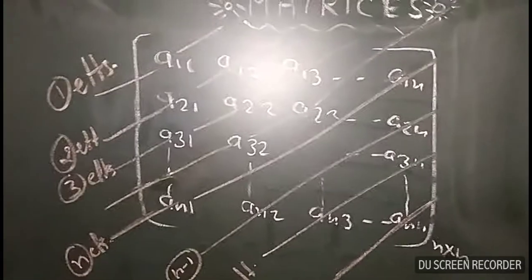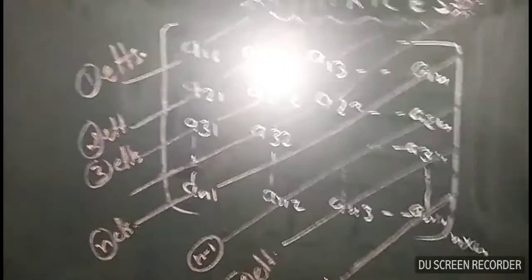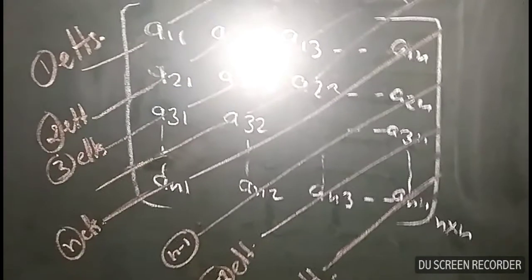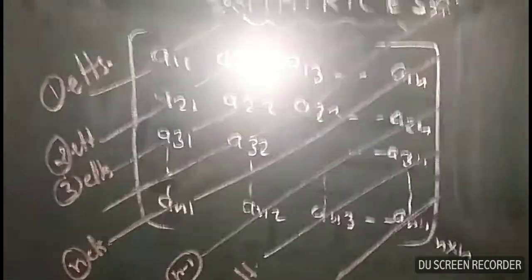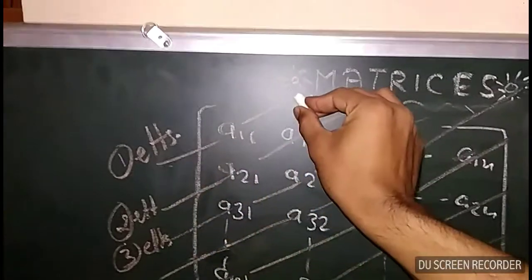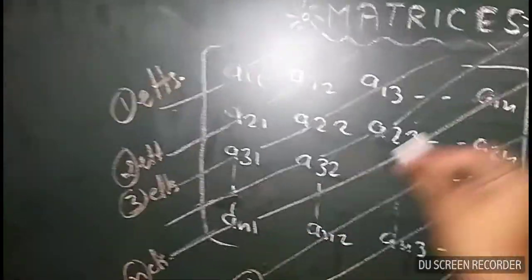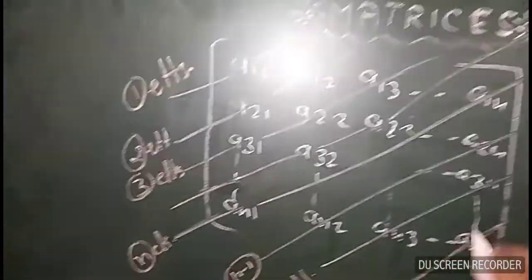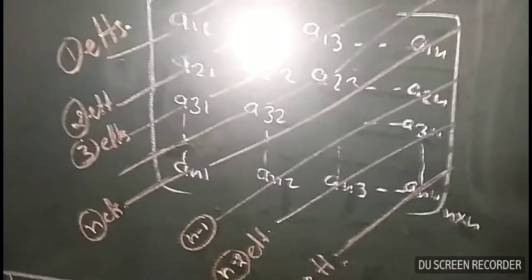Now if the question is how many elements are in the diagonals, we see from this pictorial representation of a square matrix of order n cross n how many elements are in the diagonals. We say first diagonal, second, third, fourth, principal, and so on, and then we check how many elements are present in each diagonal.